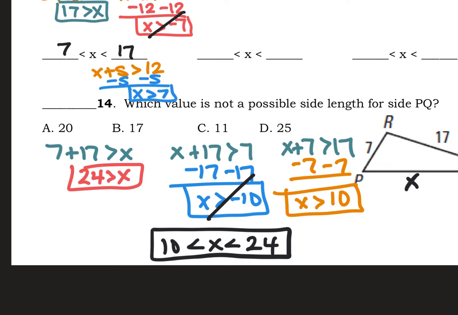All right, so it says which one is not possible? Can 20 be possible? Okay. Can 17 be possible? Yes. Can 11 be possible? Can 25 be possible? That's your answer.